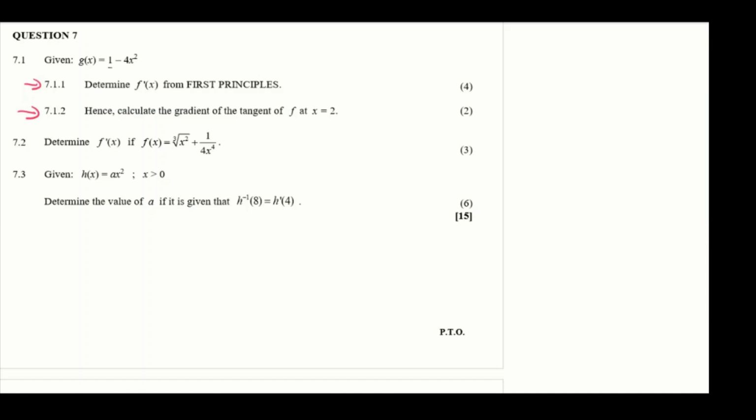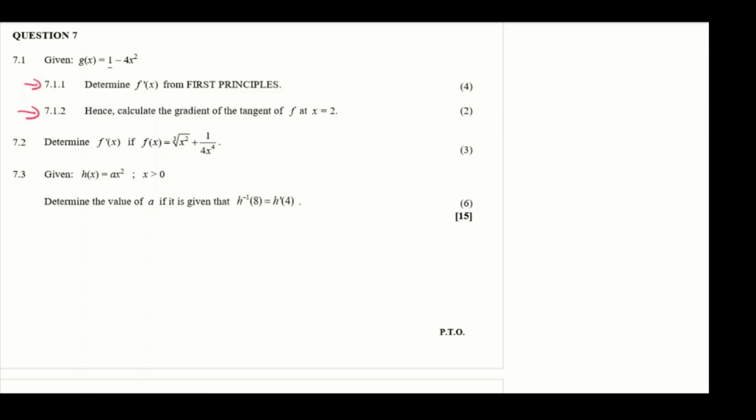So to find the gradient of the tangent, which is this one here, we're going to substitute the x here. We know that x is given as 2, so the gradient at x equals 2 is equal to minus 8 into 2, which is equal to minus 16. So that is the gradient of the tangent. Then we go to 7.2. We determine the derivative of this problem here.